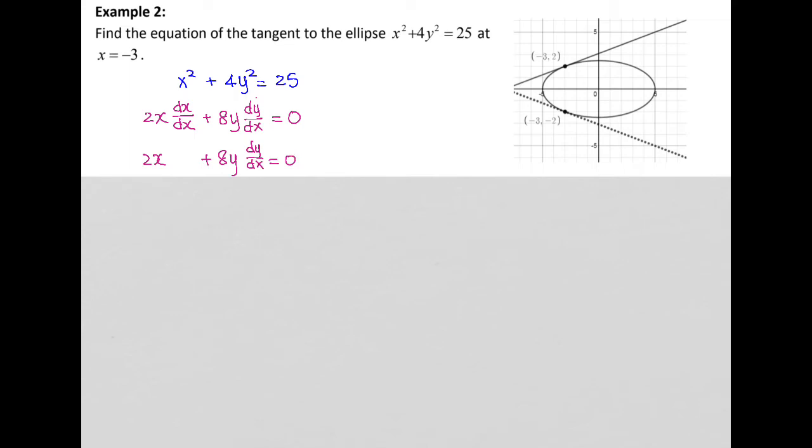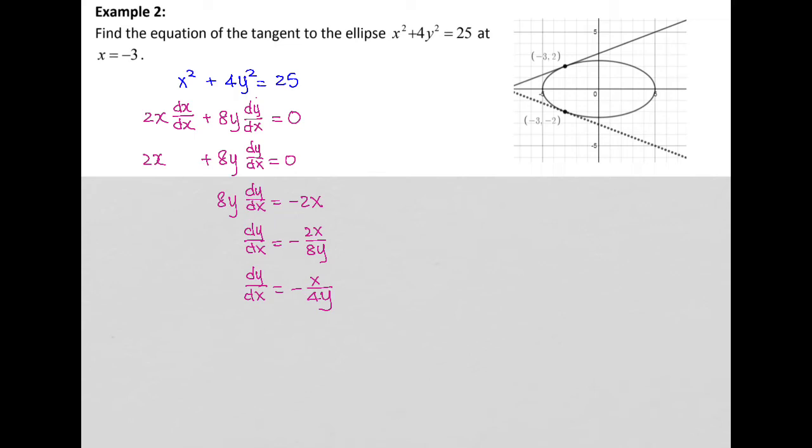Subtracting 2x on both sides of the equation. And you divide it by 8y on both sides of the equation. And simplify the fraction. You have the slope of a tangent line is negative x over 4y.